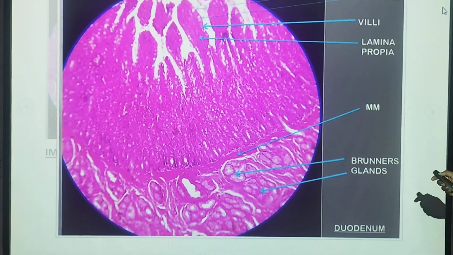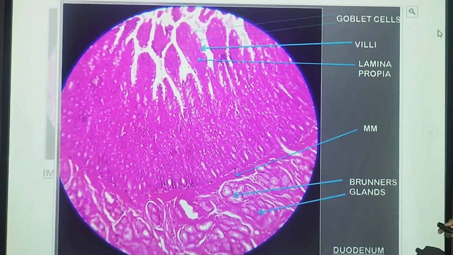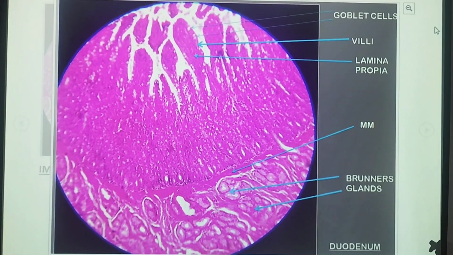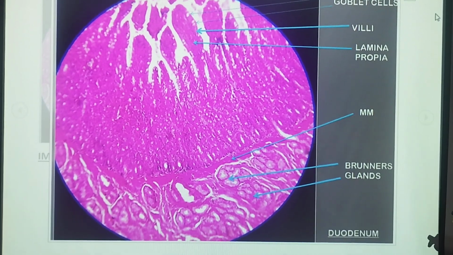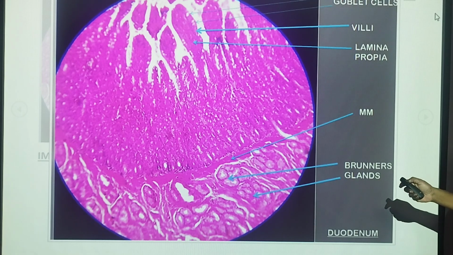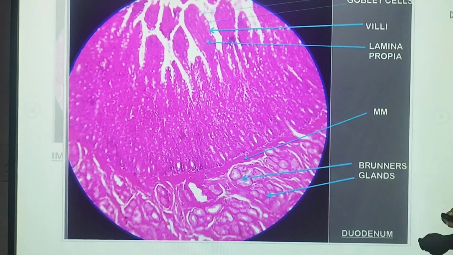Now what are the structures that you have to identify in the duodenum? The very striking feature that you have to see is the villi, the presence of villi. What are villi? They are tall finger-like projections. So you can see finger-like projections. These are the villi. You can see 1, 2, 3, 4. There are so many villi. So the presence of villi is a very important identification point of duodenum.